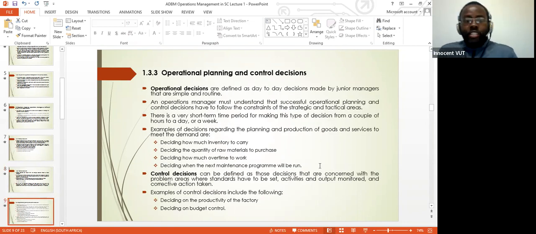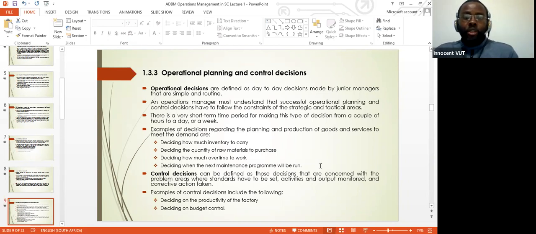Right, so the last set of decisions is the operational planning and control decisions, which are short-term decisions. Operational decisions are defined as day-to-day decisions made by junior managers that are simple and routine. These ones are made by junior managers, and they are simple.